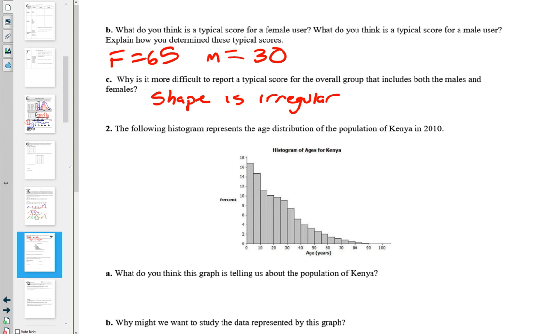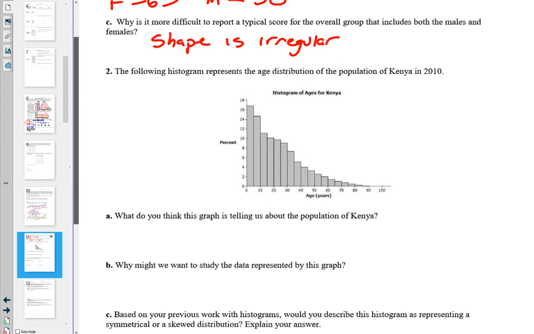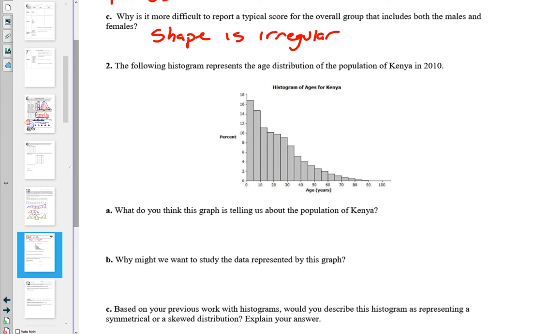The following histogram represents an age distribution of the population in Kenya. What do you think this graph is telling us about the population in Kenya? Look at the shape of the graph. Interpret that. You know, 17% of people are between 0 and 5 years old. 15% is between 5 and 10.